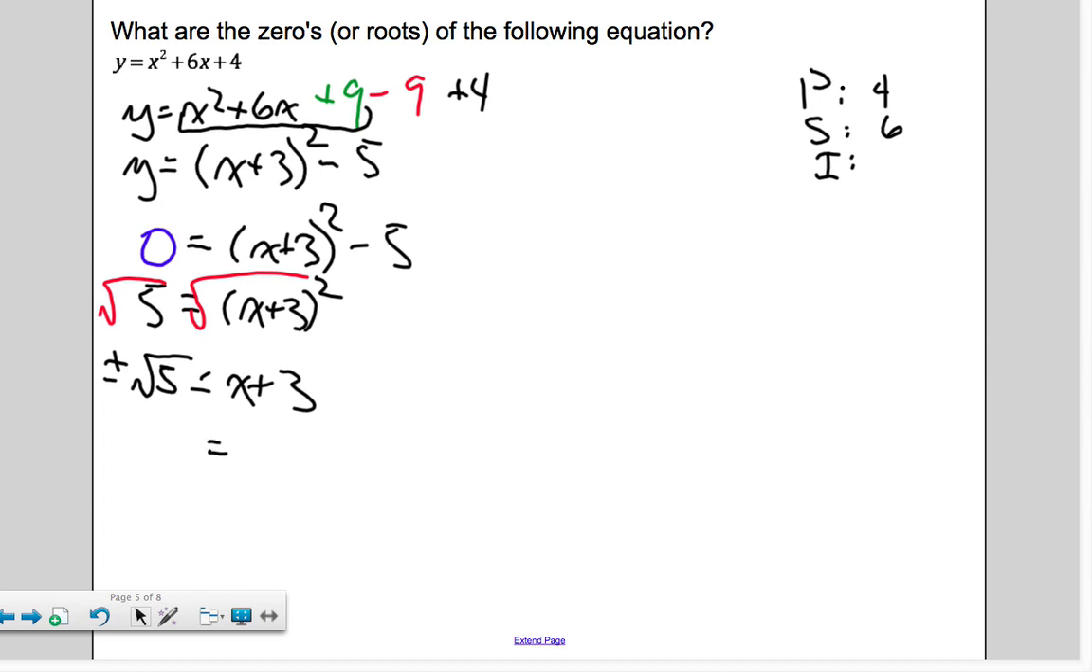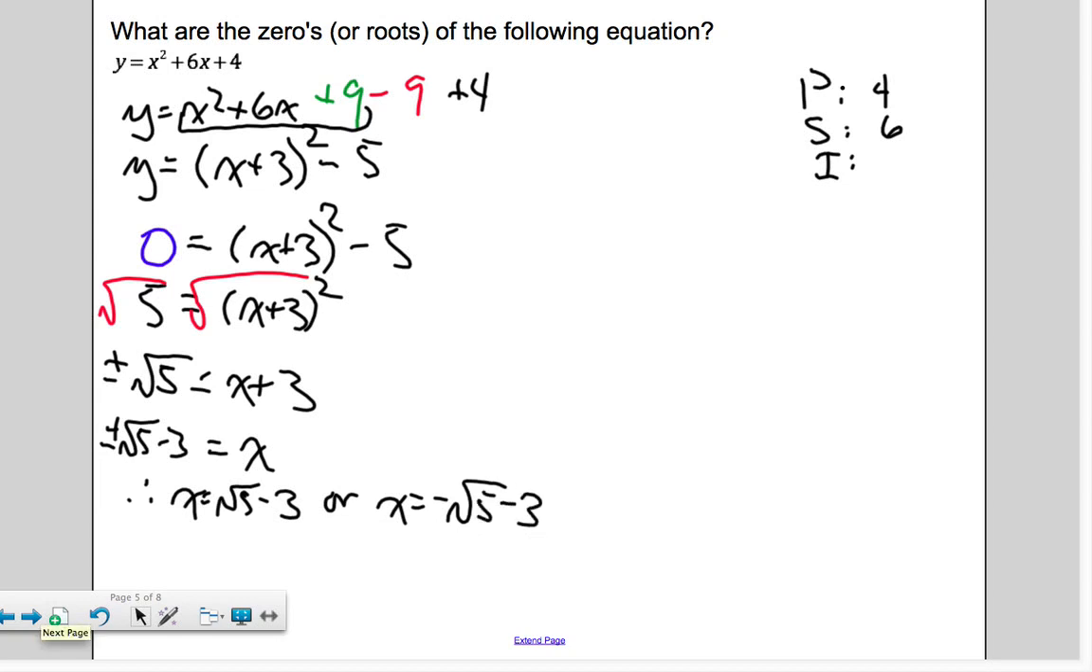So how do I isolate for x? Minus 3. We want to subtract 3 from both sides, so we get x by itself. So plus or minus the square root of 5, minus 3. Therefore, x is equal to the square root of 5 minus 3, or x is equal to minus the square root of 5 minus 3.